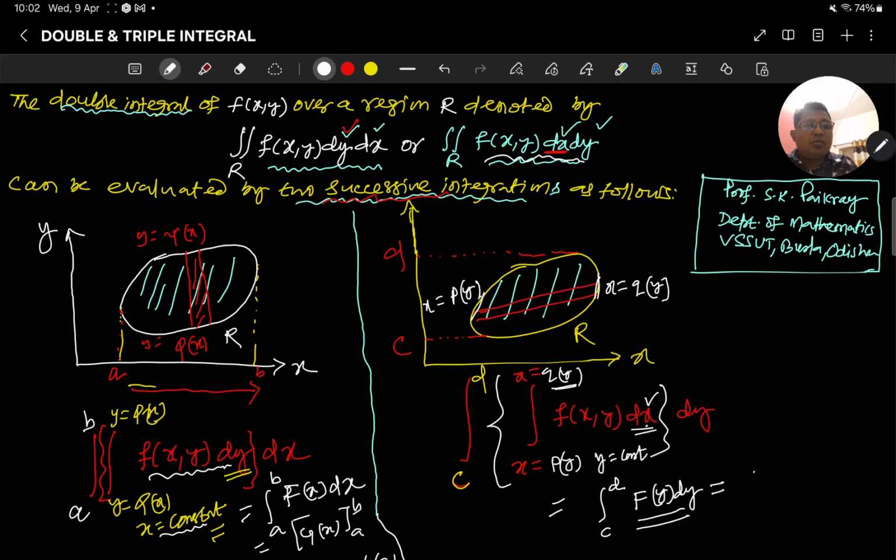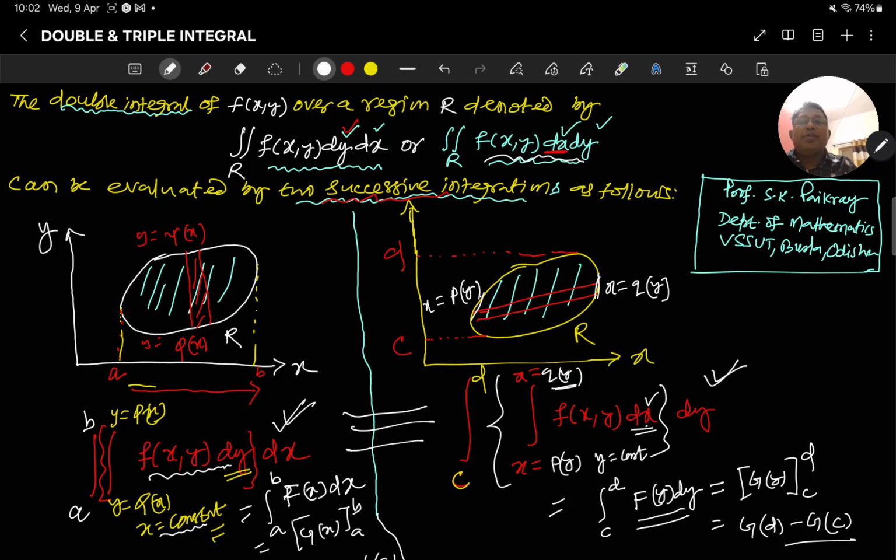Now it is a definite integral. If we evaluate it, suppose I say it is my g of y from the limit c to d, then it is g(d) minus g(c). In that way we will evaluate this integral. So in both the cases the integral value is the same. We may proceed like this or we may proceed like this. The value of the integral remains the same.